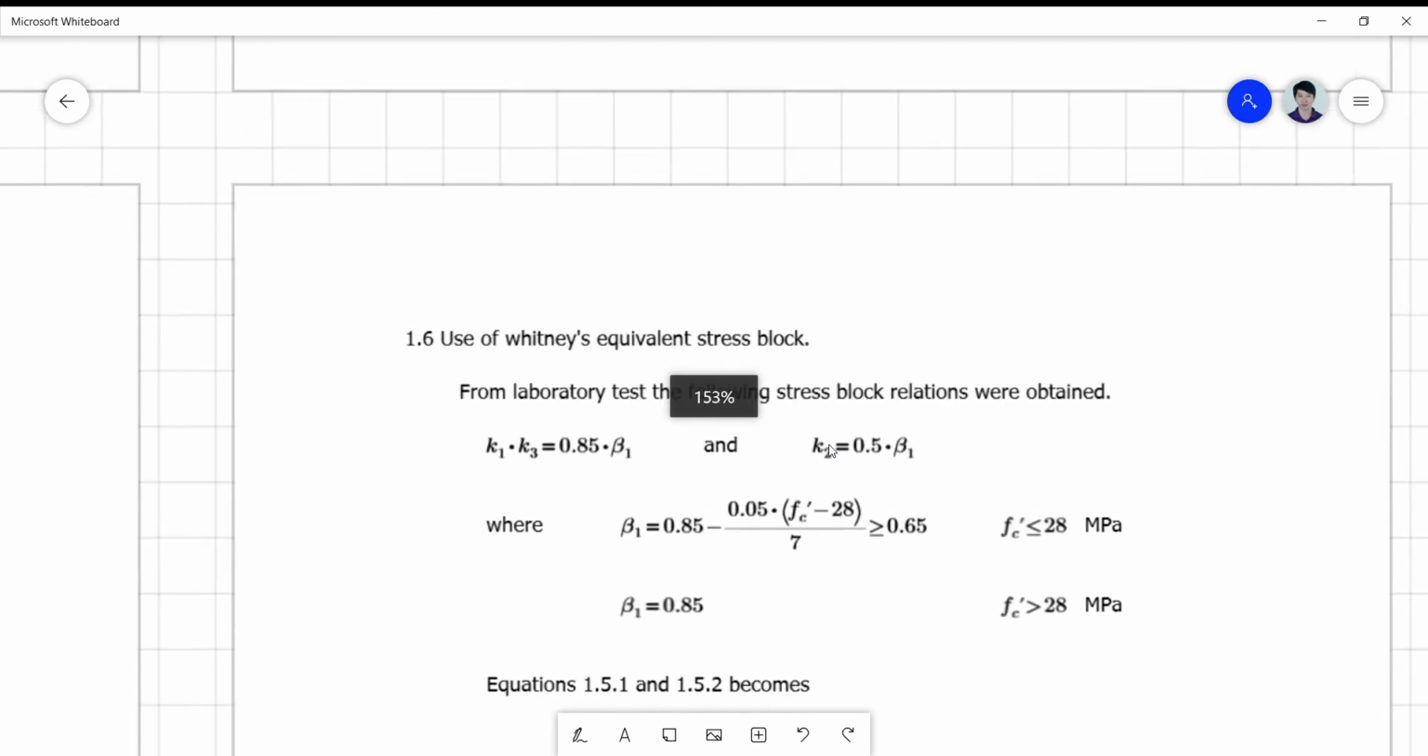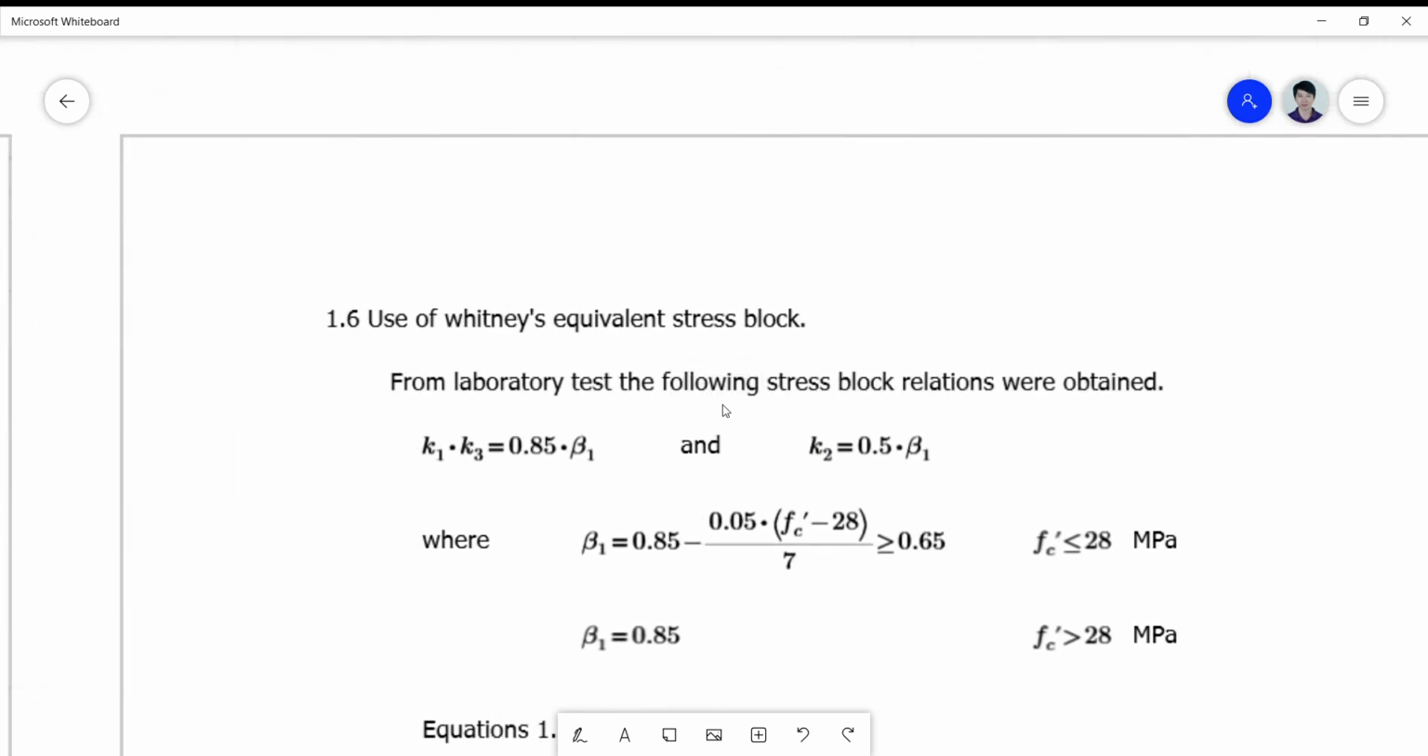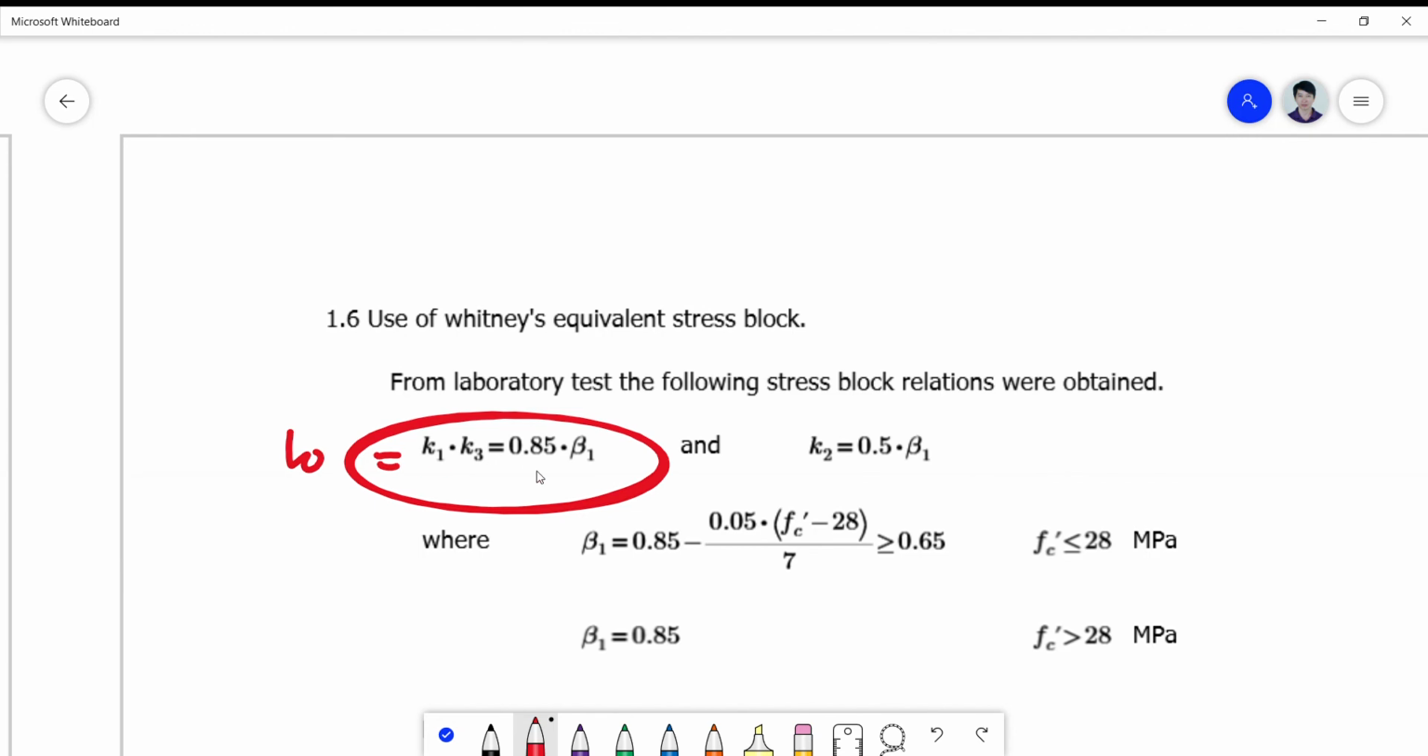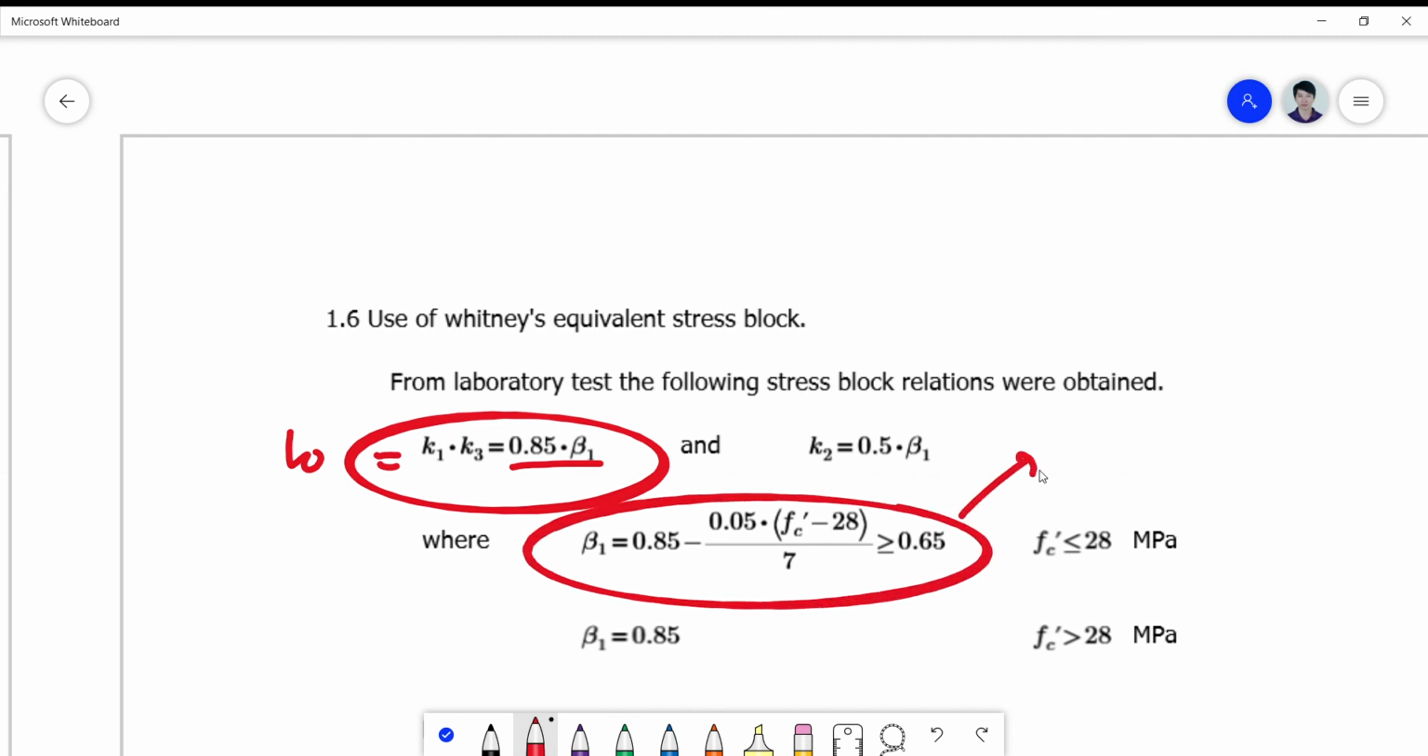So let's go back to Whitney's block. From the laboratory test, the following stress block relations were obtained. Okay, so Whitney's experiment, to summarize it all, simply concluded that K1, K3, or simply alpha, is 0.85 beta 1, and K2 is simply 1/2 of beta 1. Where beta 1 is, this is the model he used in the experiment.